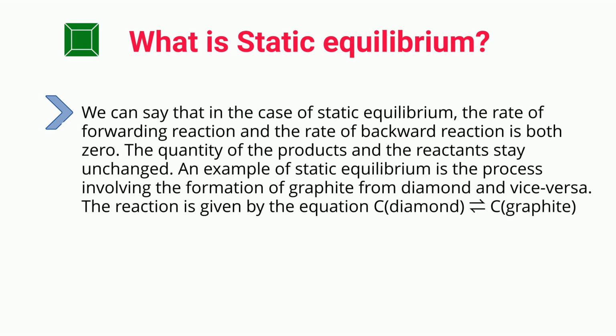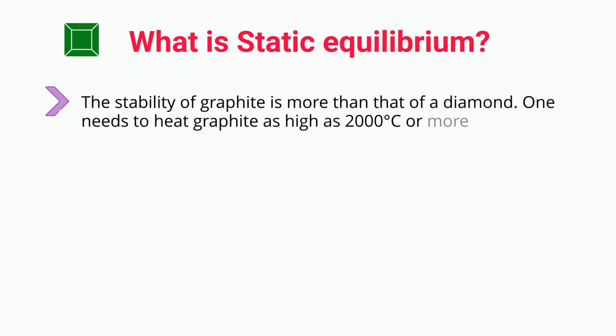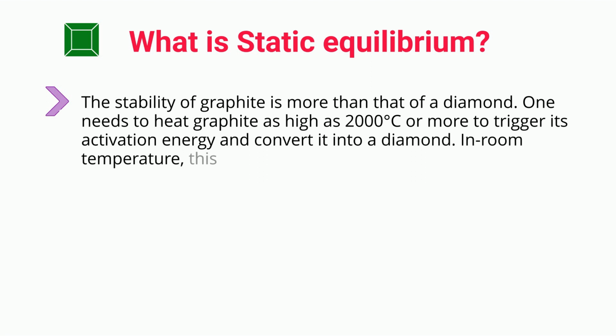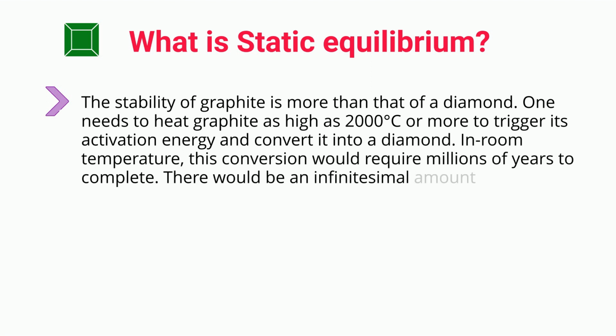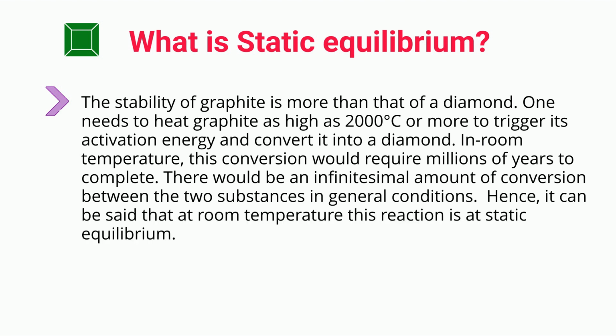An example of static equilibrium is the process involving the formation of graphite from diamond and vice versa. The reaction is given by the equation C(diamond) ⇌ C(graphite). The stability of graphite is more than that of diamond. One needs to heat graphite to 2000 °C or more to trigger its activation energy and convert it into diamond. At room temperature, this conversion would require millions of years to complete. There would be an infinitesimal amount of conversion between the two substances in general conditions. Hence, it can be said that at room temperature this reaction is at static equilibrium.